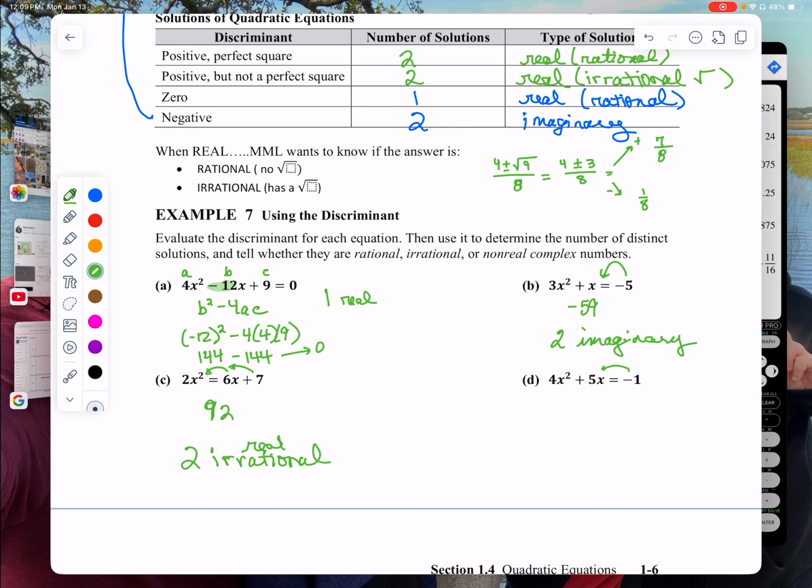And then this last one, I move the -1 over. Once you do B squared minus 4AC, you get 9. The square root of 9 is just 3. So you're still going to get 2, but you're going to have rational numbers. In other words, there's no square roots in them.